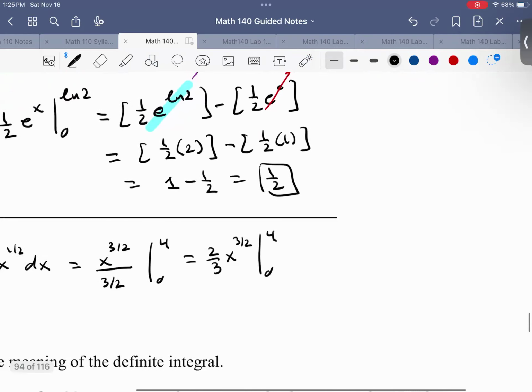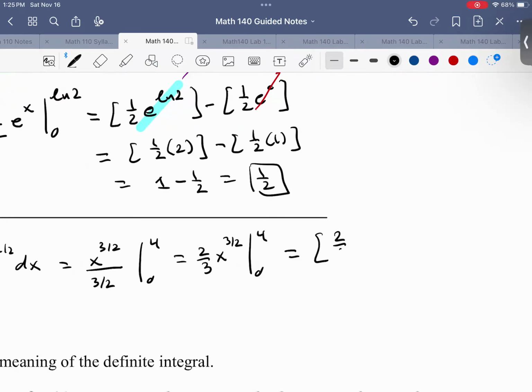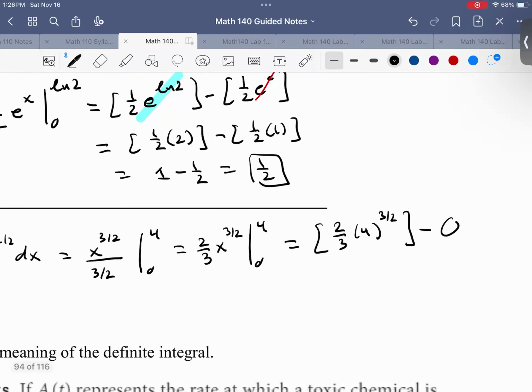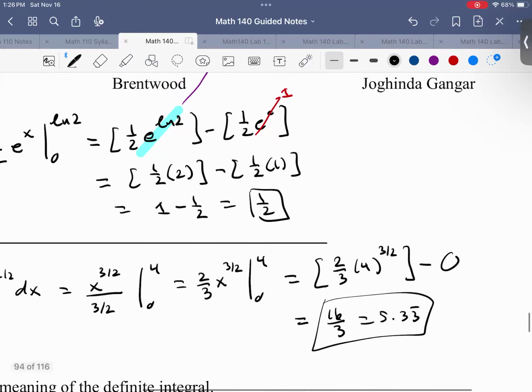So let's go ahead and plug in our endpoints. This becomes 2/3 times 4 to the 3/2, minus, and like I said before, if you have a lower limit of 0, you know it's going to be 0 because if you plug 0 into this, it's going to be 0. So I really don't have to write anything. I can just write minus 0. You don't have to write 0 if you want, but it's going to be 0, so you can jump straight there. I'll leave you to the calculations, but what you should end up with is 16 over 3, which is the same thing as 5.33 if you use your calculator. That should be the answer for letter G.